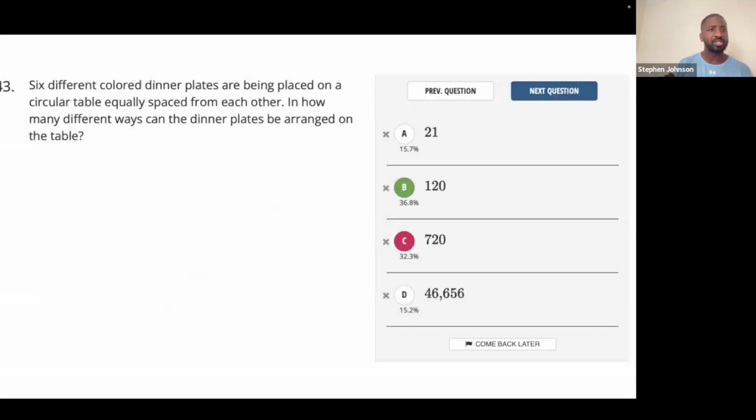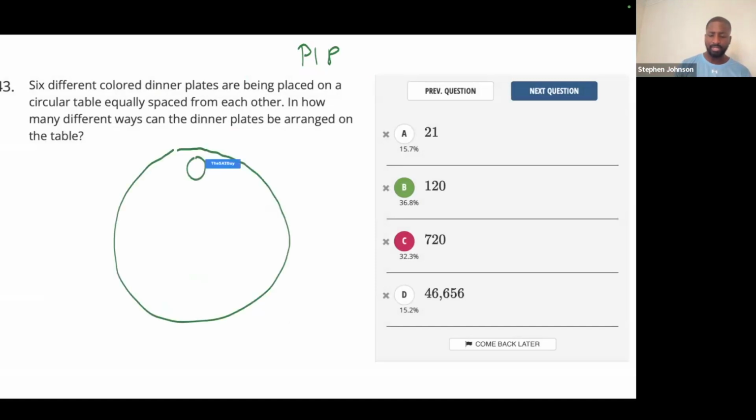Okay, so this question says 6 different colored dinner plates are being placed on a circular table, equally spaced from each other. I'm going to treat this like a plug-in picture question. So I'm going to draw my circle, and I'm going to have a plate here and a plate there and a plate there as 3 and 4 and 5 and 6. And we're going to pretend like those are perfectly evenly spaced, but those are my plates. I like to plug in picture anytime, and I suggest every student plug in picture anytime a question describes something that can be drawn.